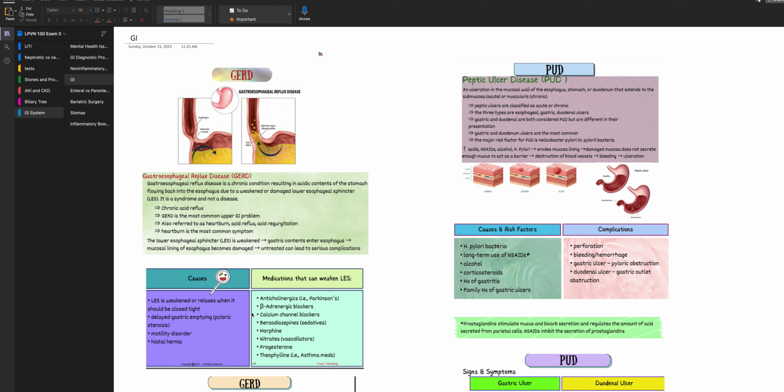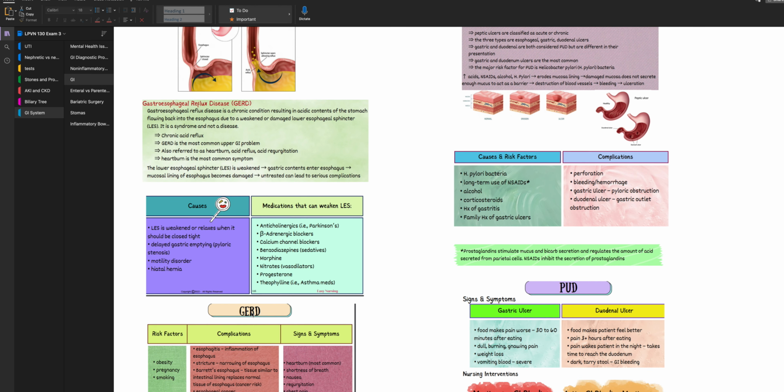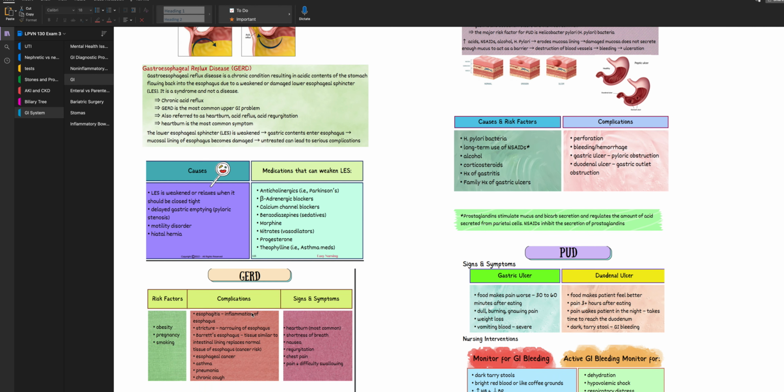They can occur in the esophagus, the gastric area, or the small intestine, which is duodenal. So the causes include the same thing: H. pylori, long-term use of NSAIDs, alcohol, people with gastritis, family history of ulcers. And what you're worried about is bleeding and perforation. So that's why they need to be treated.